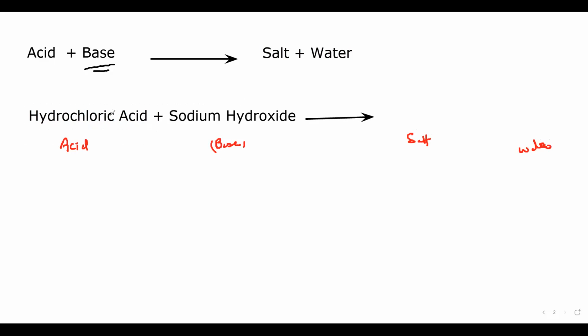So what will be the salt? If hydrochloric acid plus sodium hydroxide, the first name of the salt comes from the metal, and the second name is from the acid. If it's hydrochloric acid, it will form a chloride salt. If it is nitric acid, it will form nitrate salt. And if it is sulfuric acid, this will result in the formation of sulfate salt. So the product will be sodium chloride plus water.